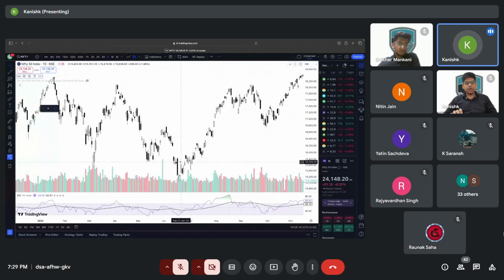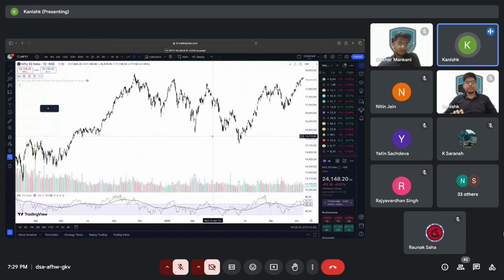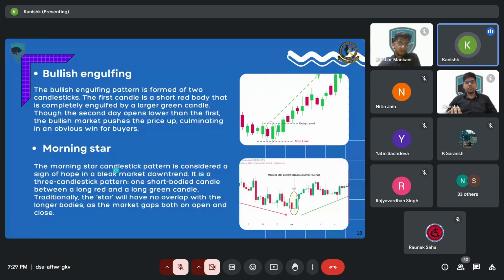Yeah, this is also a long candle, and after that two short candles formed and a bullish candle formed, and after that the rally propelled. There are many examples of the Morning Star pattern that occur on Nifty and other stocks as well, and you can find them. So now let's go to the next pattern.